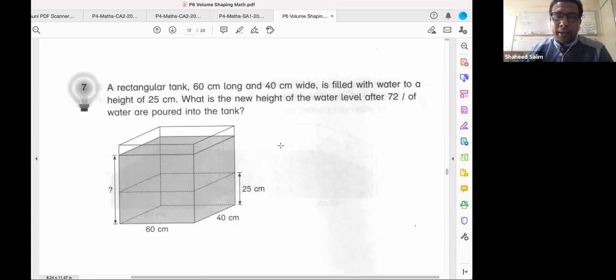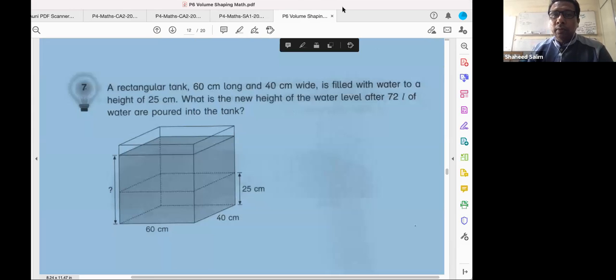Zahin, how to find this one? Zahin, how to find this height down here? You try to find, tell me what's the height.